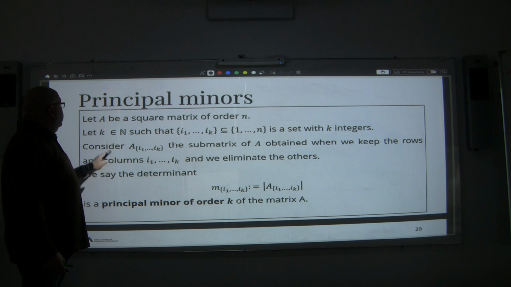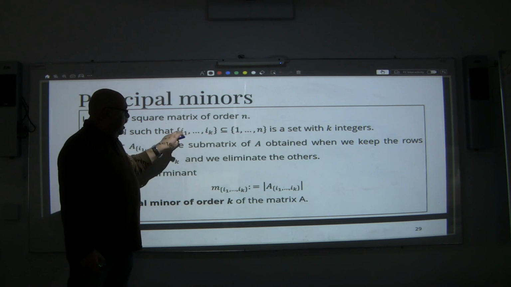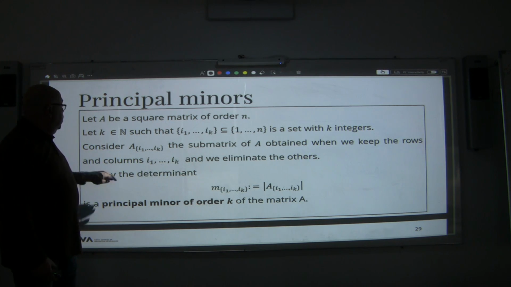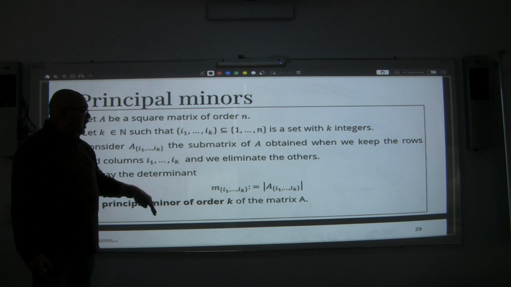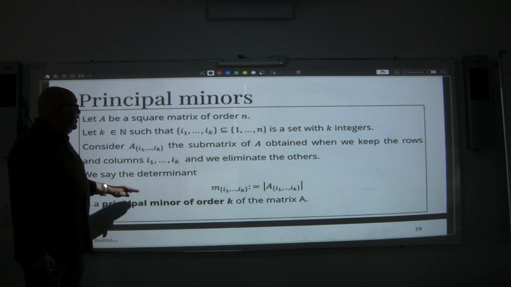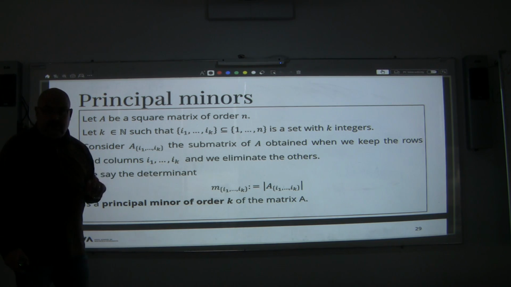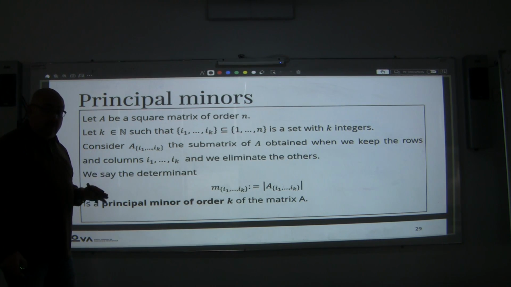Or study, which is: let A be a square matrix of order n and let k belong to N, such that I1 up to Ik is a subset from In, a set of k integers. So consider A_I1...Ik, the submatrices of A obtained when keeping the rows and columns I1 up to Ik together. And this is how we are going to get the principal minors of order k of a matrix. That's the general case that we can build our classification on.